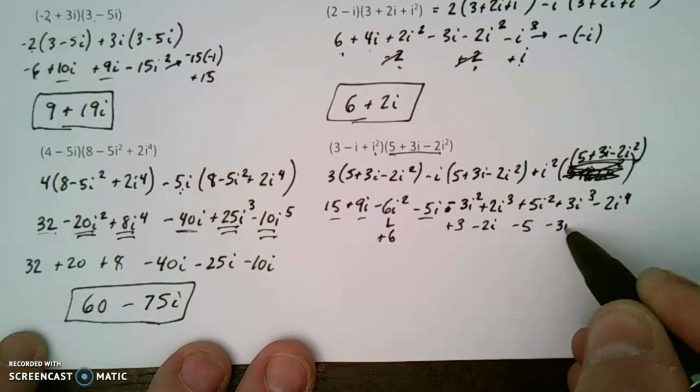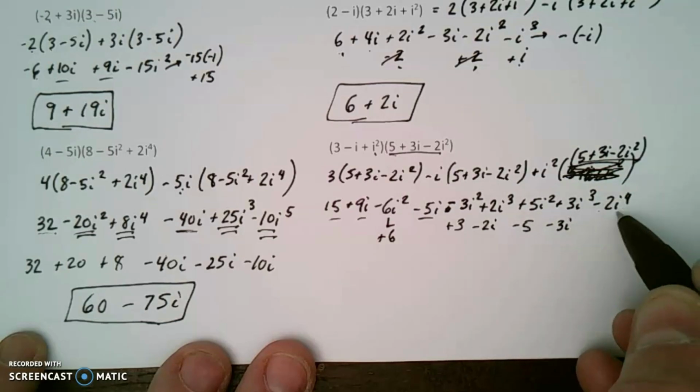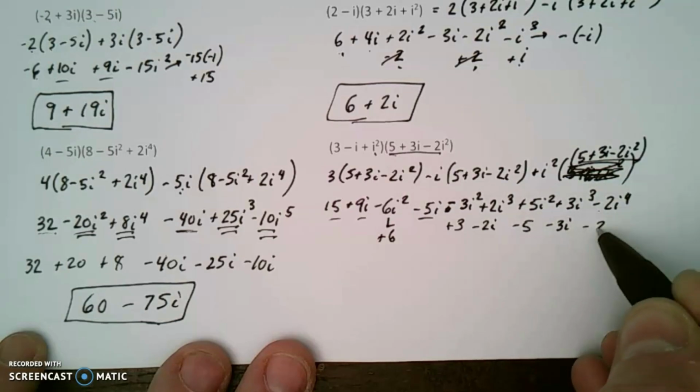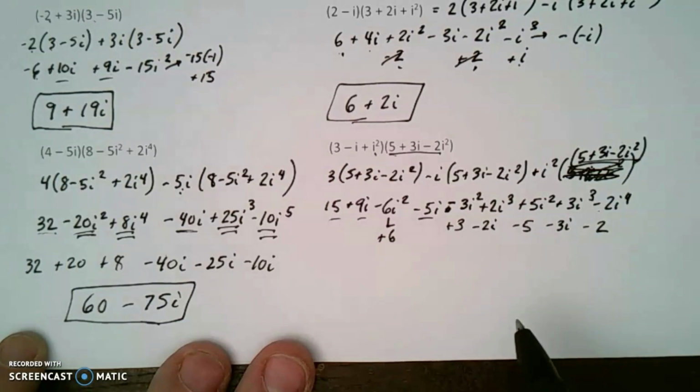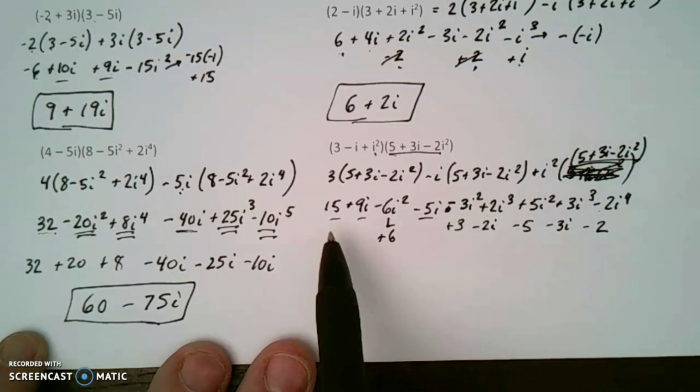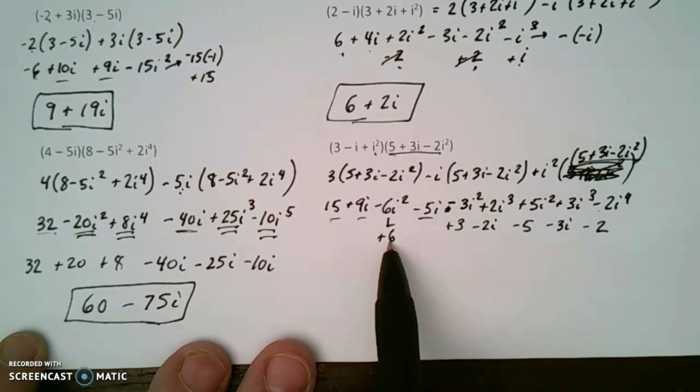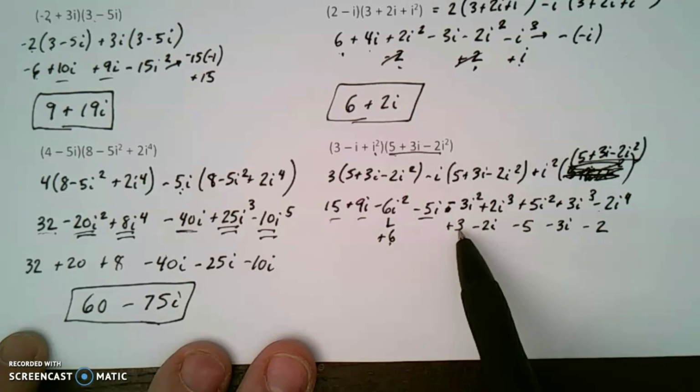We can combine like terms. So we're going to go through and add all of our real terms first. I got 15 plus 6, that's 21. Plus 3, that's 24. And then minus 5, that's 19. Minus 2, that's 17. Should be, anyway.